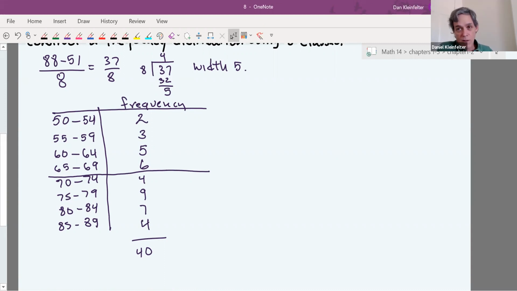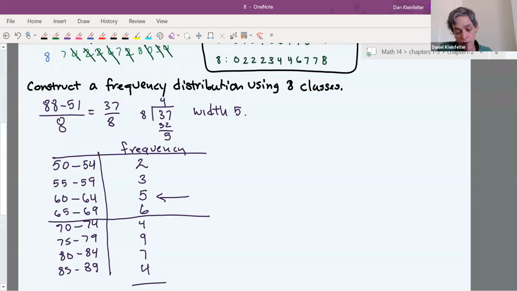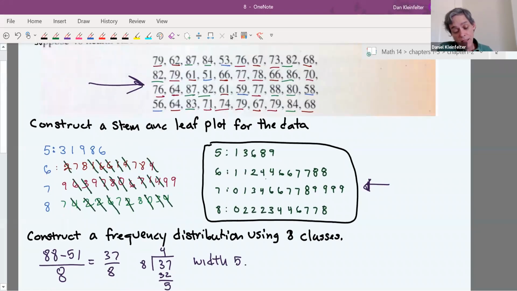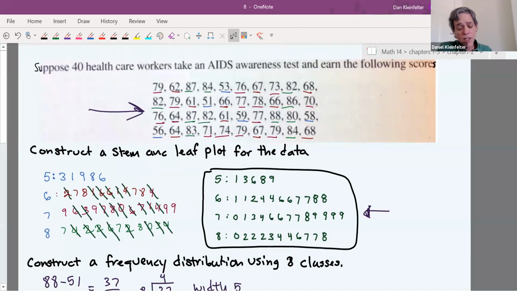For example, if you just started the video right here, this class 3 that has a frequency of 5, are those all 60s? Is there a 61 in there? Maybe a couple of 62s? You can't tell just looking at the frequency distribution. But if you go back to the stem and leaf plot, you can say, okay, there were 2 scores that were 64. There were no 60s. Just as you could get from the original data.